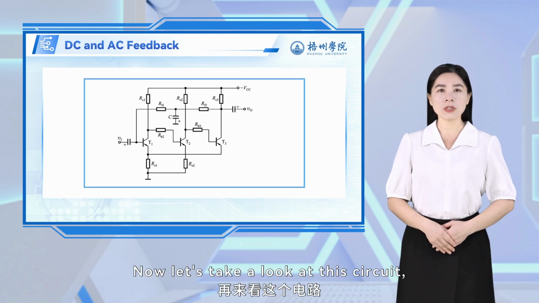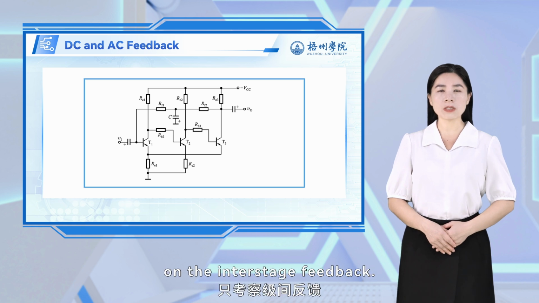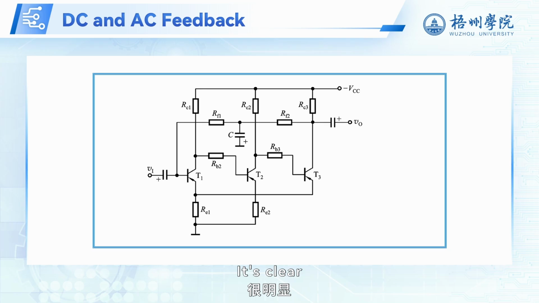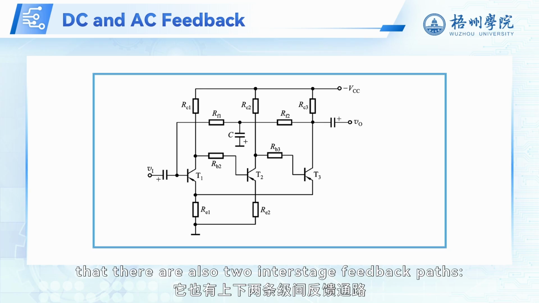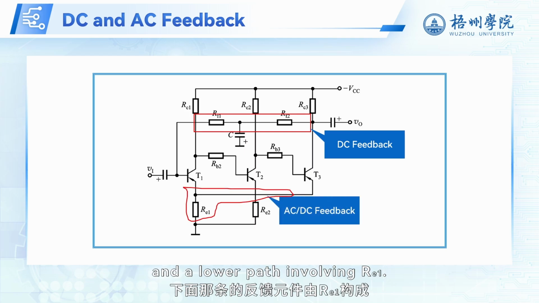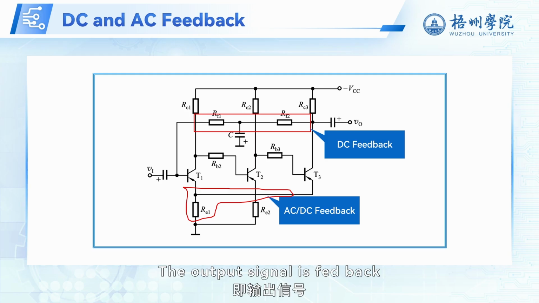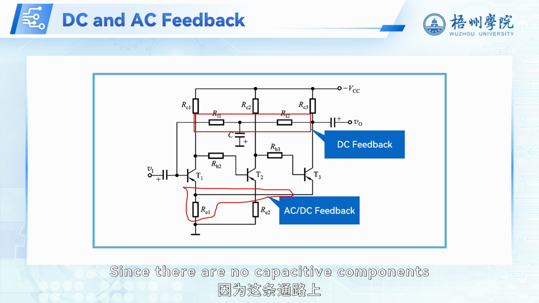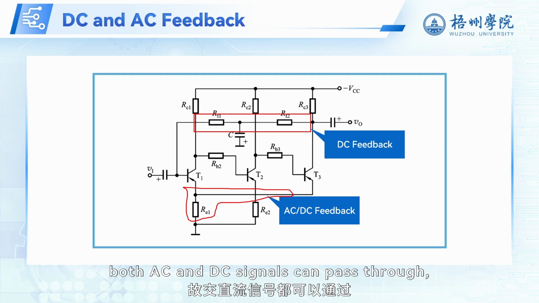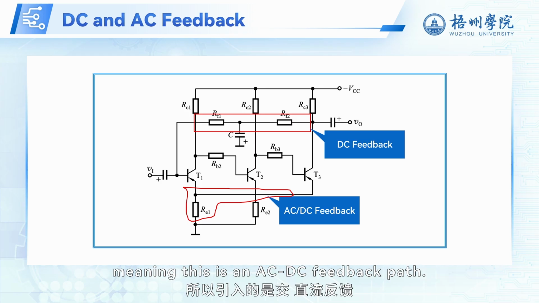Now let's take a look at this circuit, where we'll focus specifically on the interstage feedback. As shown, this is a three-stage amplifier. It's clear that there are also two interstage feedback paths, an upper path formed by resistors RF1 and RF2, and a lower path involving RE1. The output signal is fed back from the emitter of transistor T3 to the emitter resistor RE1 of T1, thus forming a feedback loop. Since there are no capacitive components in this path, both AC and DC signals can pass through, meaning this is an AC-DC feedback path.